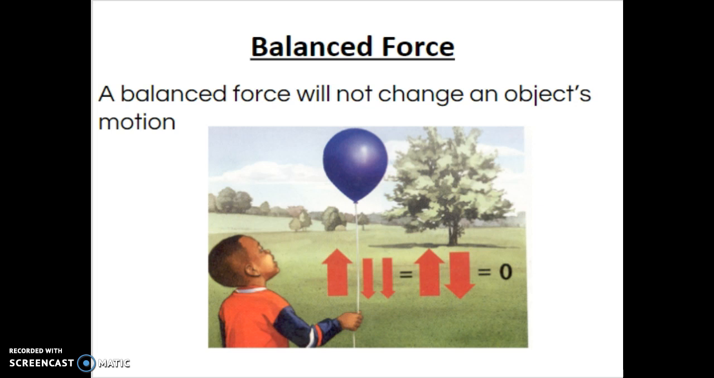Okay, a balanced force is not going to change an object's motion. That means the upward force is going to be equal to the downward force. Remember, there's forces that you can't even see, such as gravity and friction. So this picture shows you that the upward force of the balloon, the helium in the balloon is pushing up, and that the downward force of the boy pulling down on the string plus the gravity are equal. So that balloon is not moving. That is considered a balanced force.